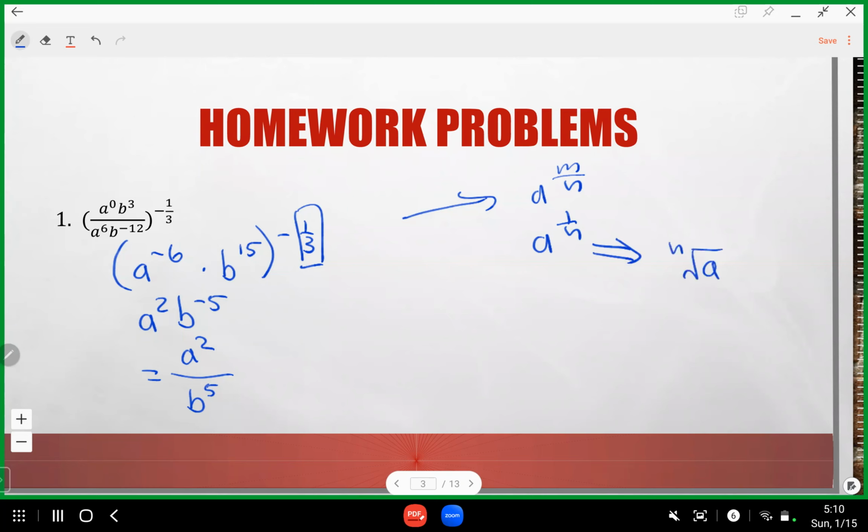All right, do you understand? Okay, so a to the 1 over nth power is the nth root of a. For example, 2 to the 1/2 power is equal to the square root of 2, and 2 to the 1/3 power is equal to the cube root of 2, right?